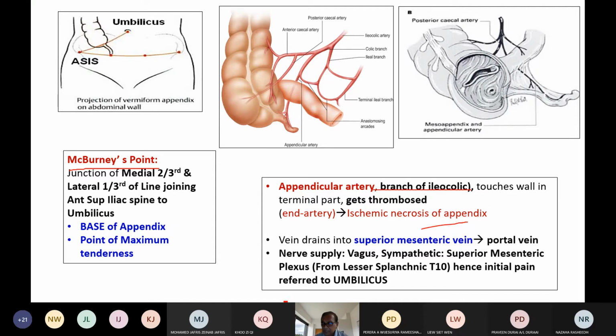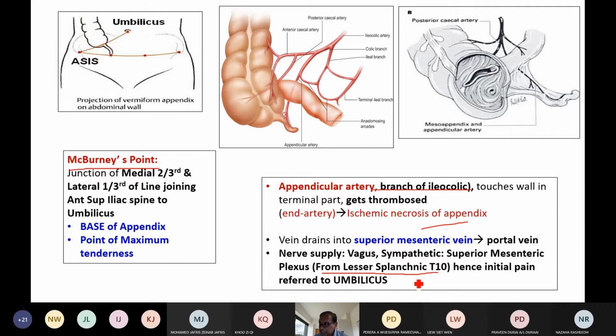That means what? There are two types of peritoneum, parietal peritoneum and visceral peritoneum. When you get appendicitis at the very beginning, the sympathetic nerve which is supplying the visceral peritoneum gets stretched. What is that sympathetic nerve? The lesser splanchnic nerve. From which spinal segment does it come? T10. And this T10 also supplies the umbilicus.